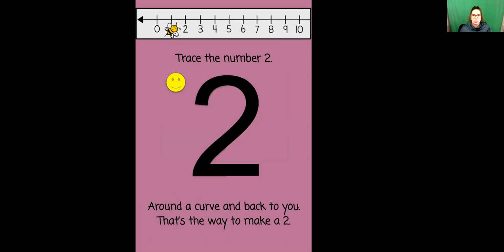Let's do the same thing with the number two. We're going to trace the number two. When we start, we're going to point by that smiley face right over here, and we are going to trace the number two. Follow the arrows. Ready, set, go. Around a curve and back to you. That's the way to make a two.